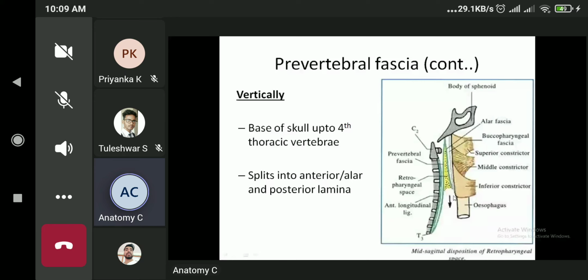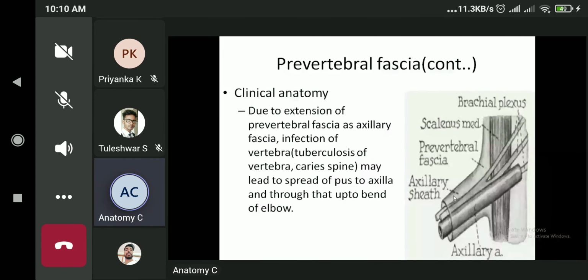Now, an important clinical aspect to know within this prevertebral fascia is that it has a lateral extension, which is known as the axillary sheath. This axillary sheath includes the brachial plexus as well as the subclavian artery. Due to the extension of prevertebral fascia as the axillary sheath, infection of a vertebra, like in case of tuberculosis of vertebra or caries spine, may lead to spread of pus or infection to the axilla, because it is continuous with the axilla.